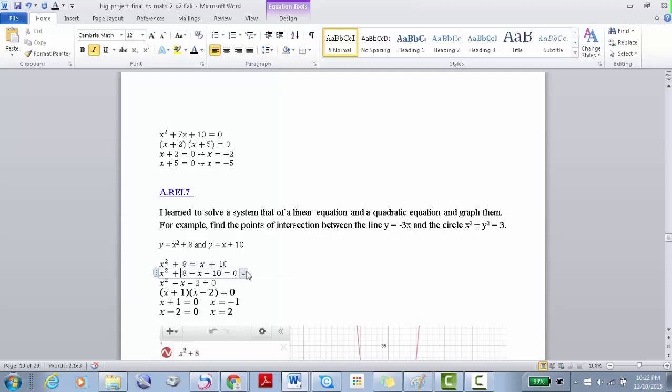So we have to make them equal to each other, so it'll be x squared plus 8 equals x plus 10. We have to move everything to one side, so it'll be x squared plus 8 minus x minus 10 equals 0. X squared minus x minus 2 equals 0 will be the simplified form, because we combine the like terms, and we subtract 10 from 8 and we get negative 2.